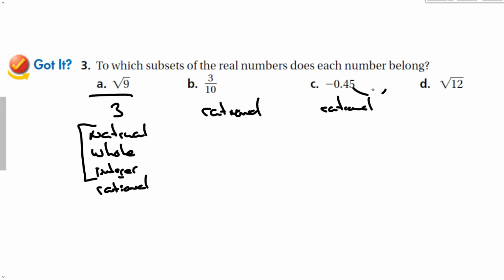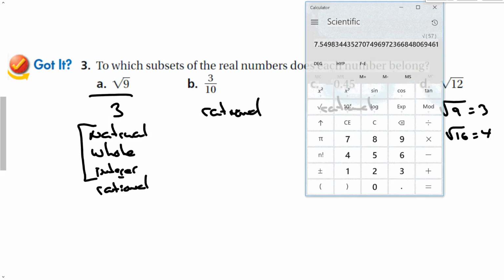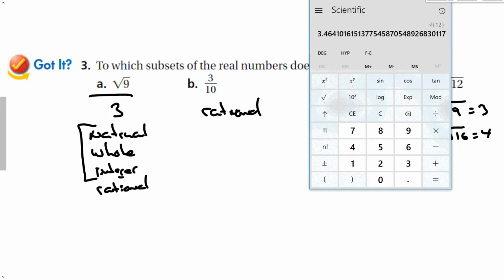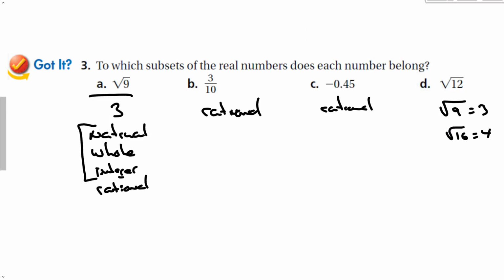It doesn't go any further. Okay? And I can tell it stops because the authors made it stop. Now, it wouldn't stop if it had ellipses on it. Okay? But they'd make that clear. And the square root of 12 is irrational because the square root of 9 is 3. The square root of 16 is 4. So it's somewhere in between there. If I needed to check, I could do it on my calculator and see that it does not work out. Okay? So that is irrational.